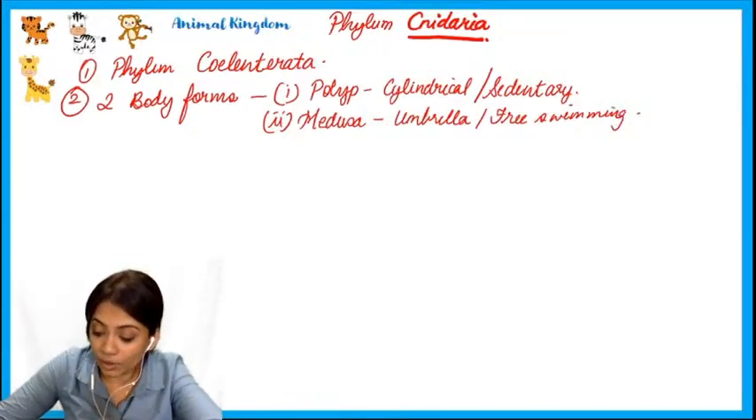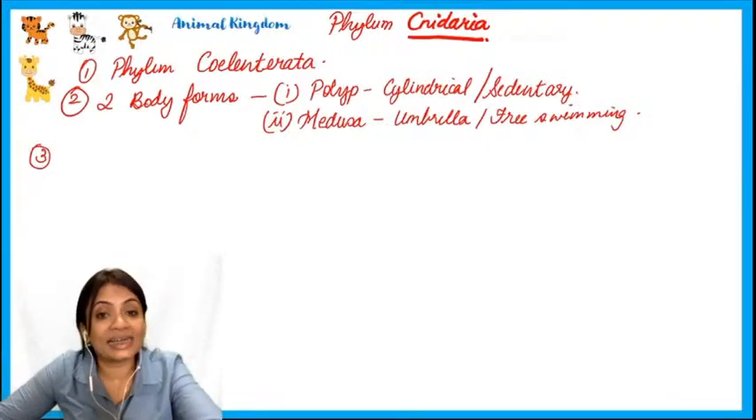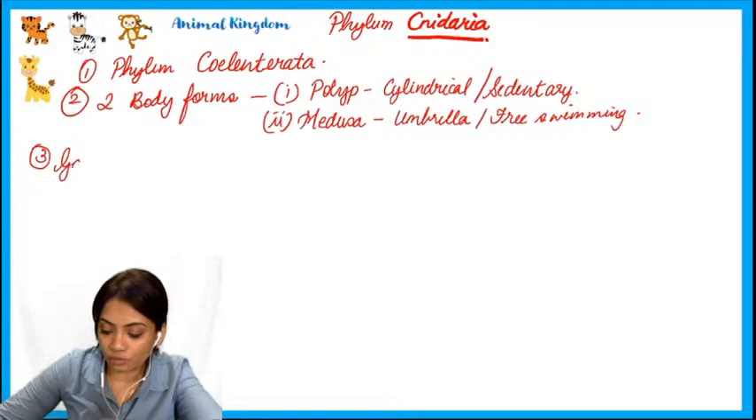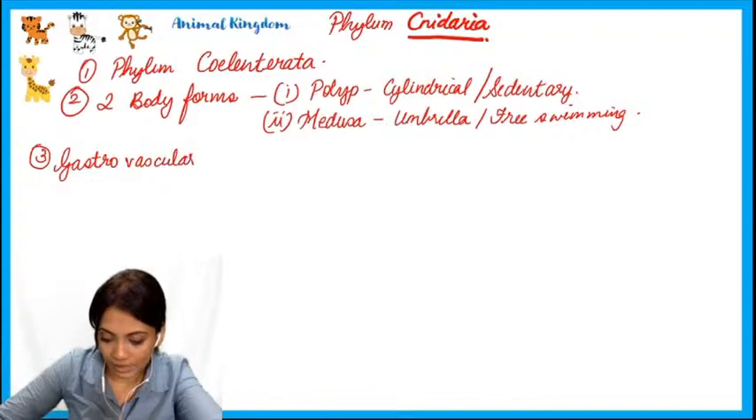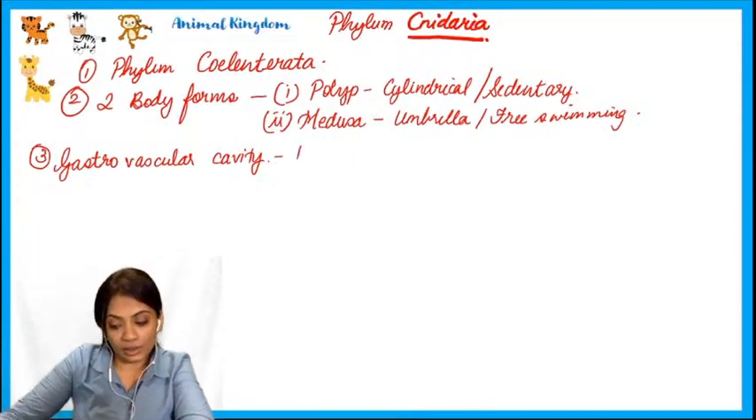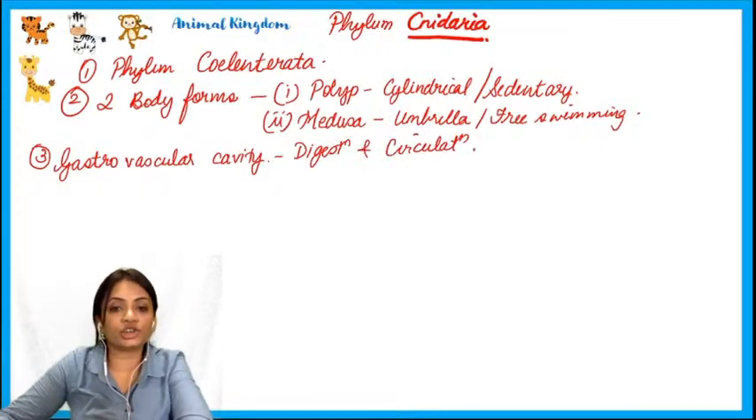What is another important thing that we studied in this phylum? It is having one opening, blind sac, and we call that one opening the gastrovascular cavity. Okay, we called it the gastrovascular cavity for digestion and circulation. Okay, for digestion and circulation.